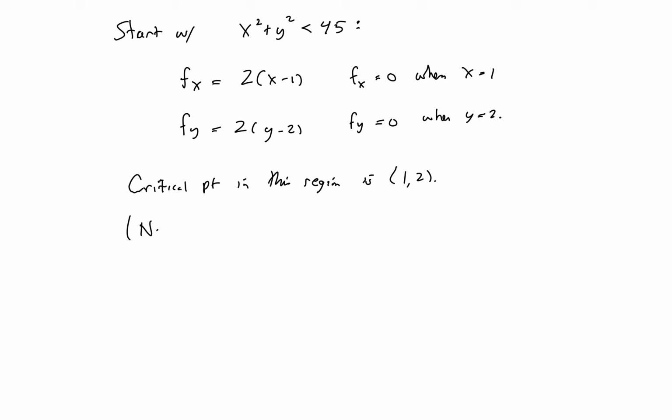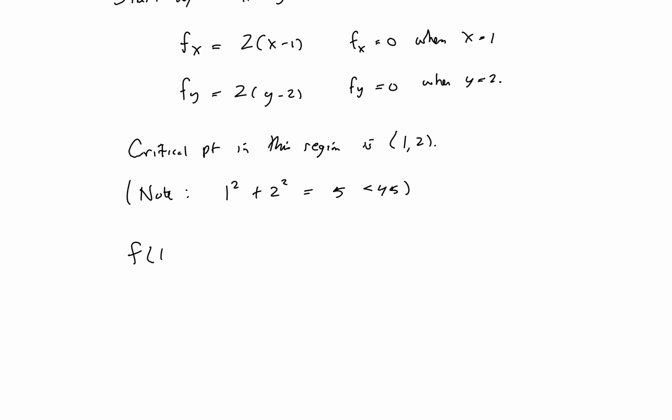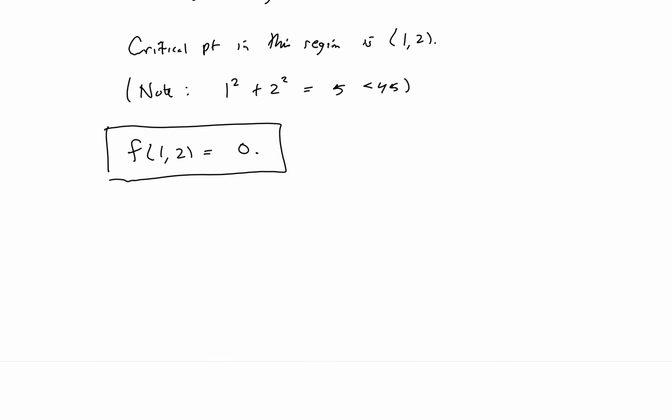And we do have to check that this is in the region. It's pretty clear for this one that it is, but this is 5, which is less than 45, so it is in the region. Then we just evaluate our function at that point, and we get 0. So we keep track of that point. That's on the interior. And now we'll set g(x,y) to be x squared plus y squared, and we want that equal to 45. Now we're on the boundary, so the circle.